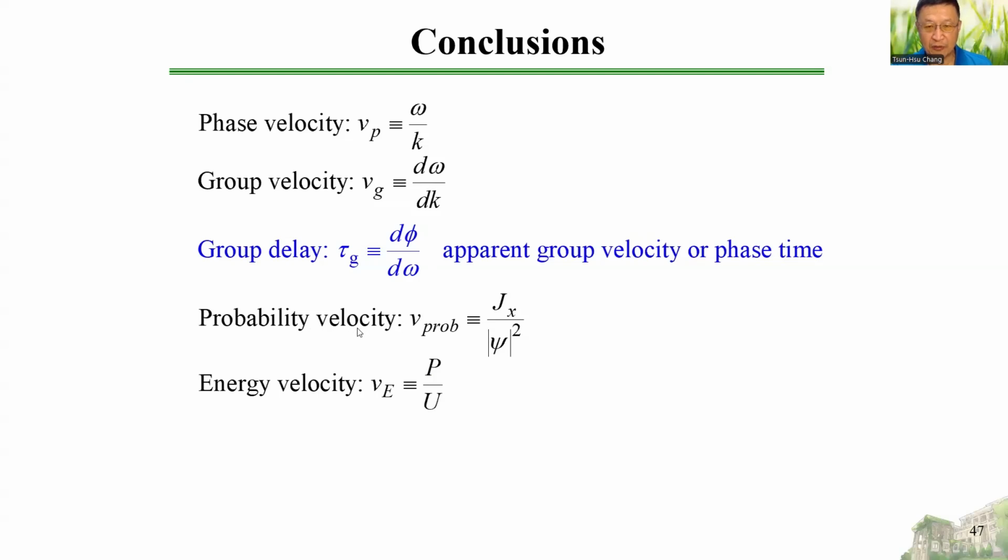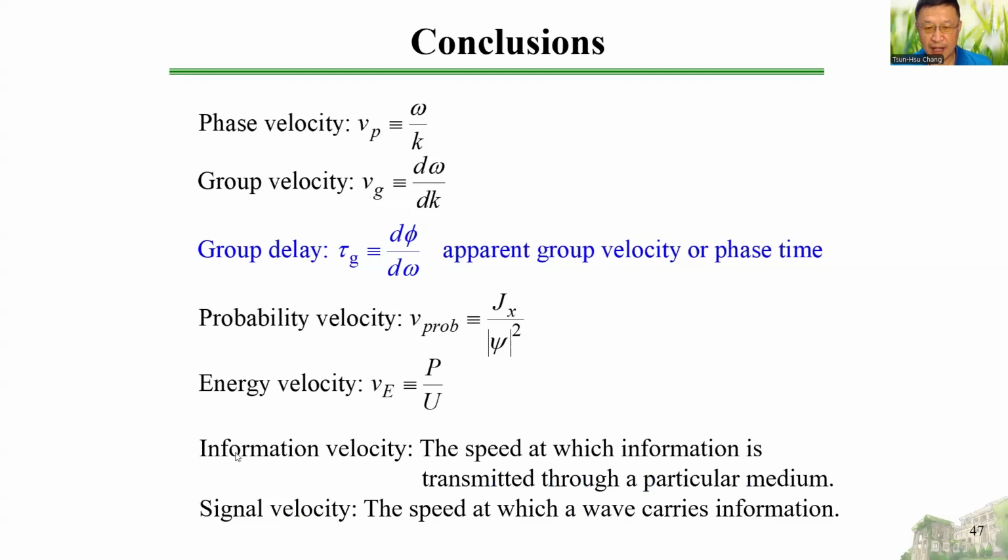Probability velocity for quantum mechanics, V probability, is Jx over the modulus of psi squared. Energy velocity, VE, is the Poynting vector over energy density. Information velocity is the speed at which information is transmitted through a particular medium. Signal velocity is the speed at which a wave carries information, but it is difficult to define for these two.